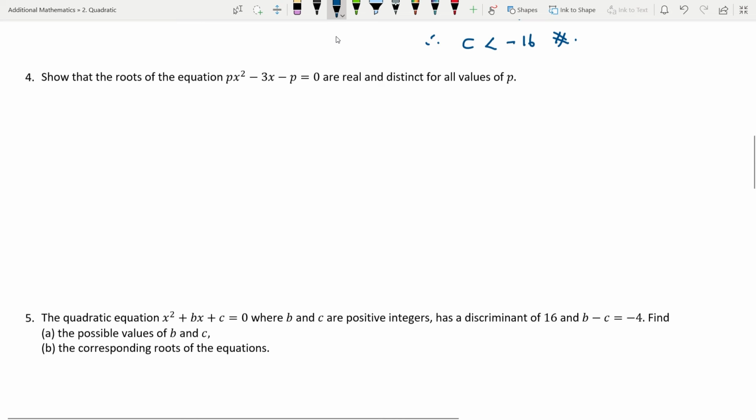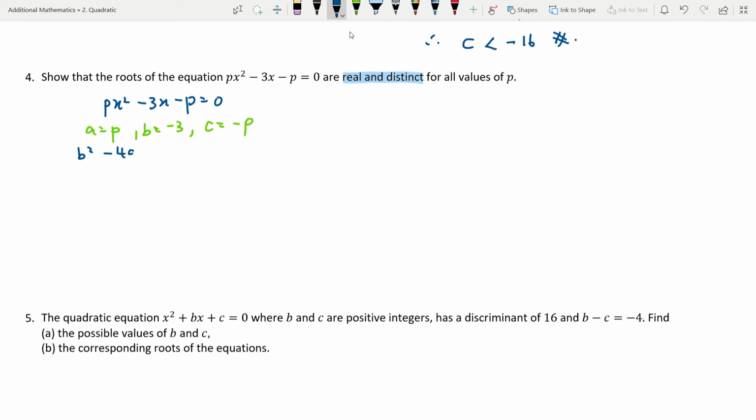Question 4. Show that the roots of the quadratic equation px squared minus 3x minus p equal to 0 are real and distinct for all values of p. In order to show that the roots are real and distinct, we need to show that b squared minus 4ac is greater than 0 for all values of p. The equation is px squared minus 3x minus p equal to 0. a is p, b is negative 3, c is negative p.